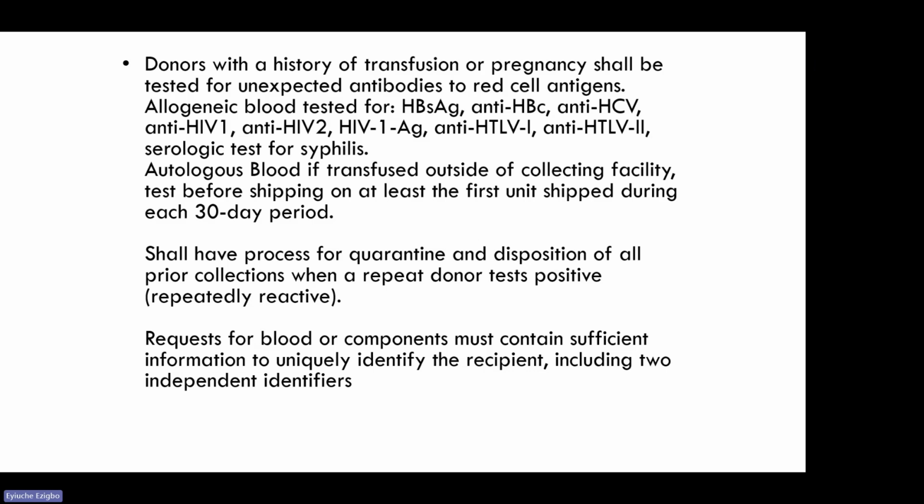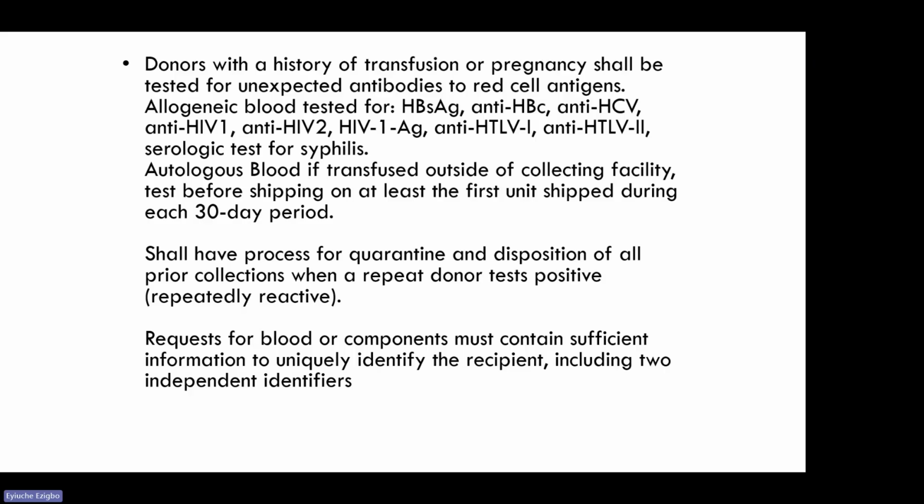Then autologous blood transfused outside of the collecting facility is tested before shipping, at least the first unit shipped during each 30 day period. This is with reference to autologous blood transfusion. Blood bank shall have a process for quarantine and disposition of all prior collections when a repeat donor tests positive. So when a known donor suddenly tests positive for some of these viral screenings that are being carried out, the blood bank shall have a process of quarantining and also removing all other units that are connected to such donor.